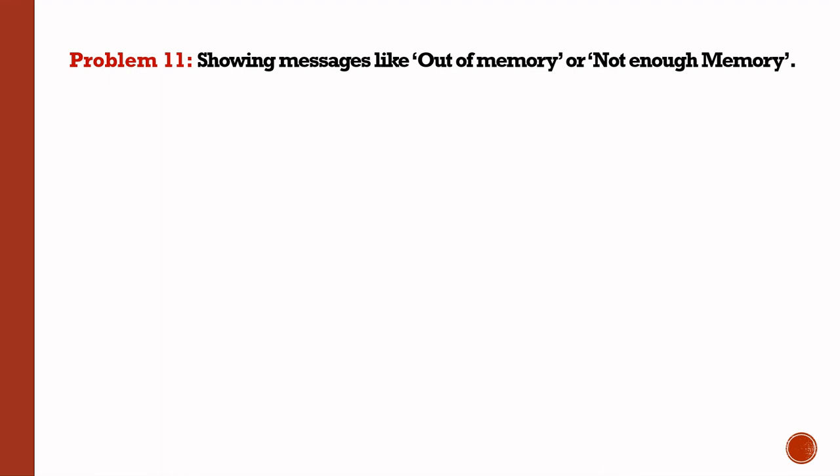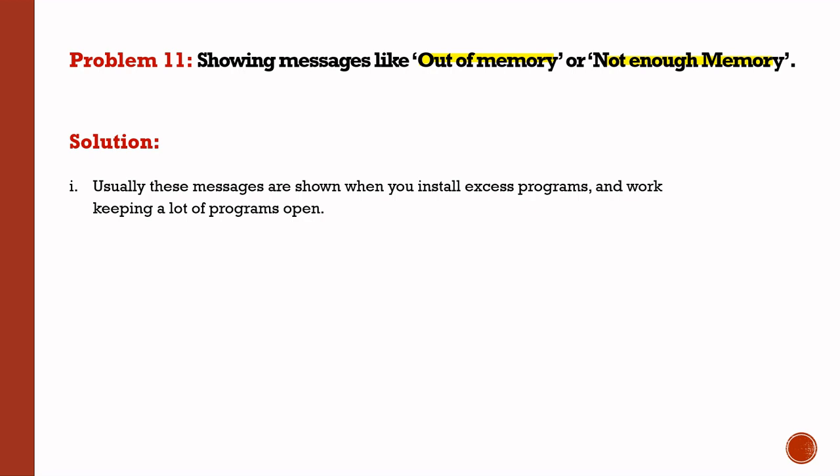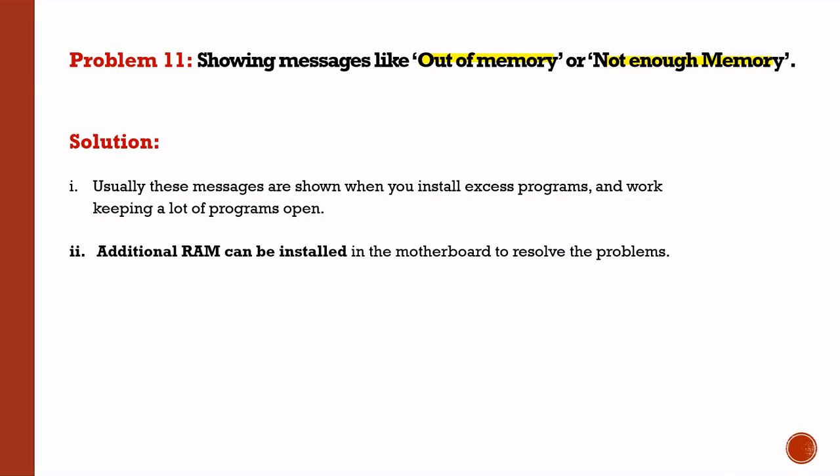Now problem 11: showing a message like out of memory, not enough memory. If the system shows the message out of memory or not enough memory, do you know what it means? It means you installed excess programs and are working with a lot of programs open. When you open a lot of programs and work on them, the message normally shows out of memory or not enough memory. What we have to do: additional RAM can be installed.